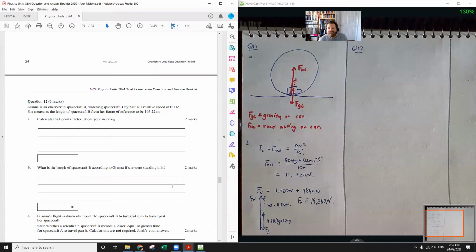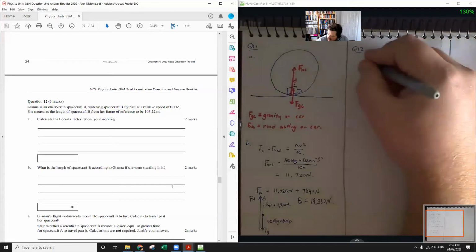Question 12 looks like a special relativity question. So Gianna's an observer on spacecraft A, watching spacecraft B fly past at a relative speed of 0.51 c. She measures the length of spacecraft B from her frame of reference to be 103.22 meters. Calculate the Lorentz factor. Okay, so the Lorentz factor is just a function of the relative velocity.